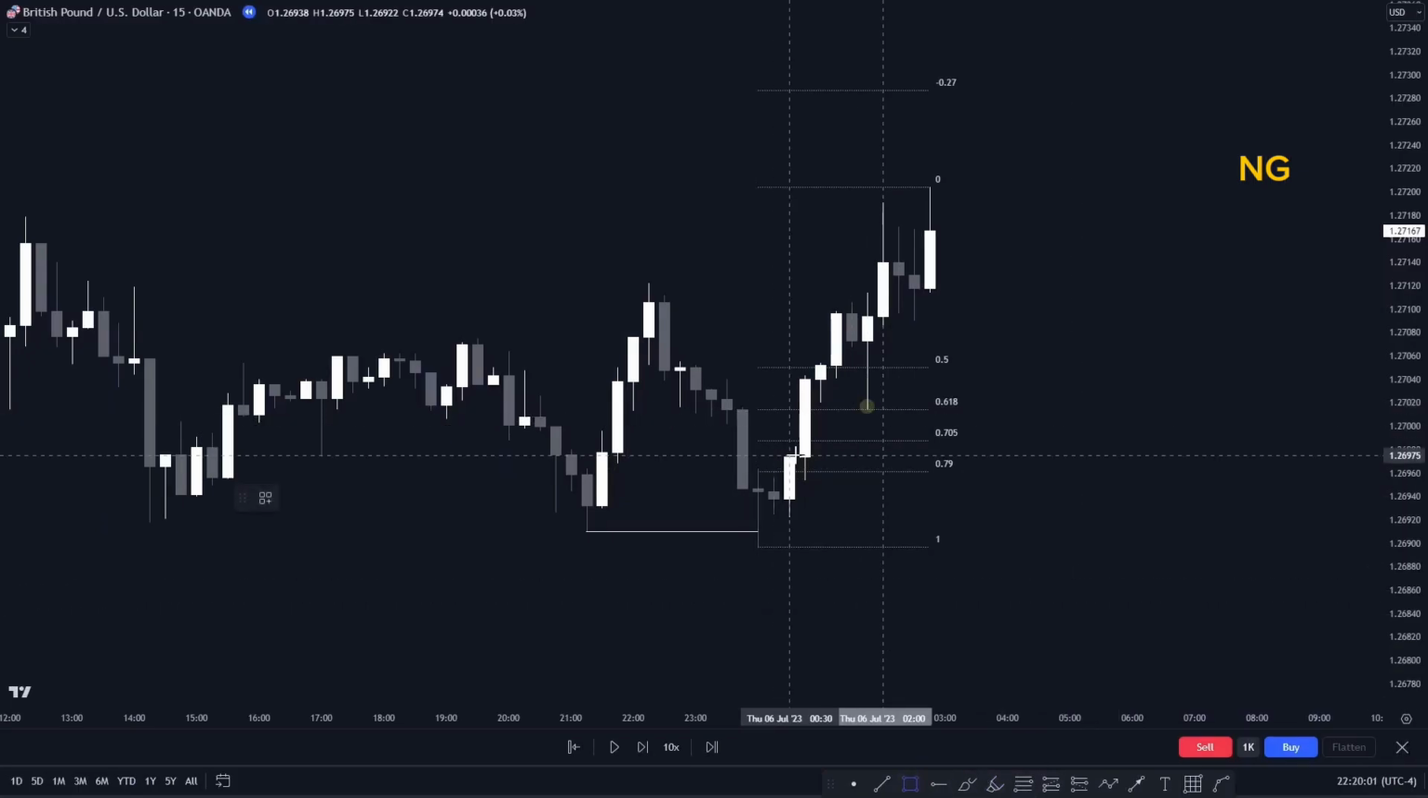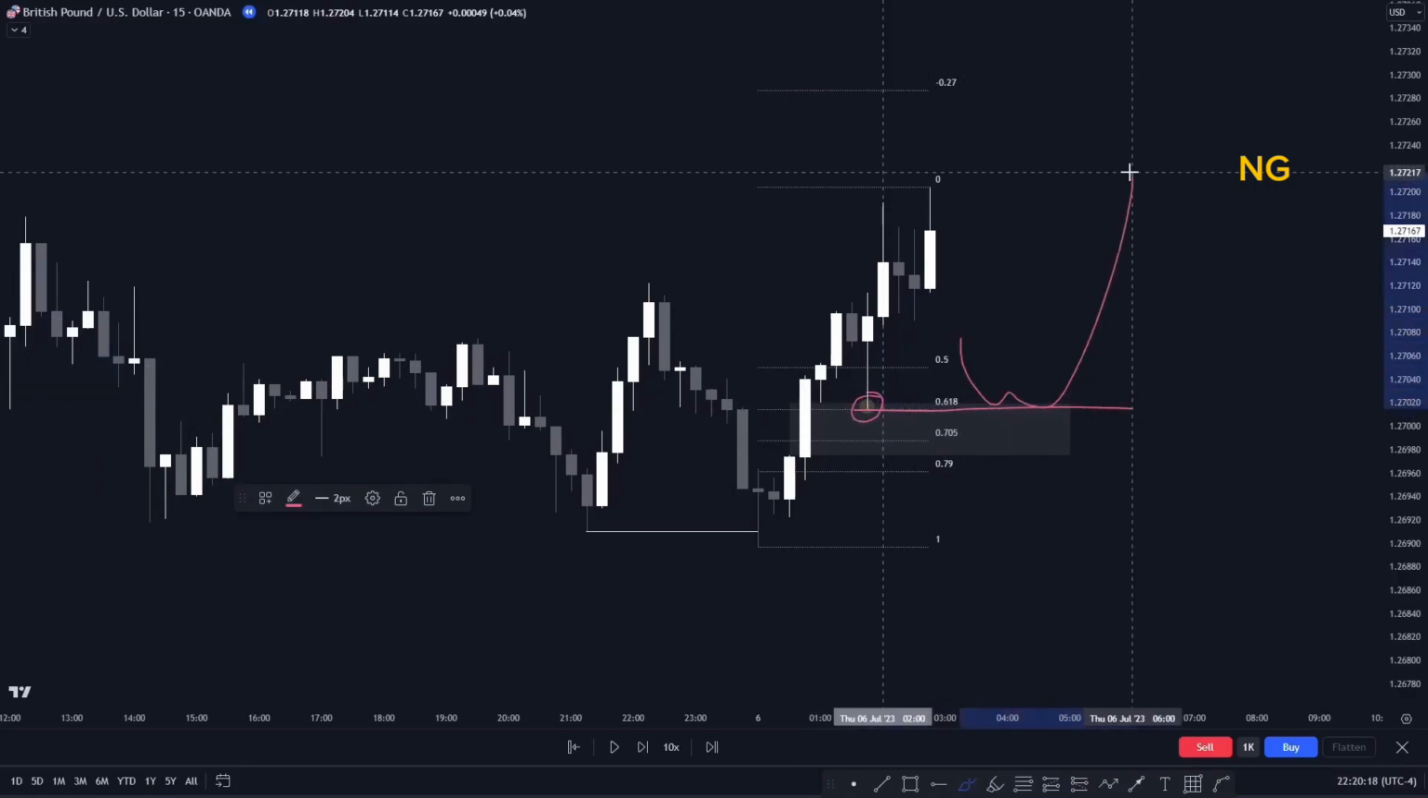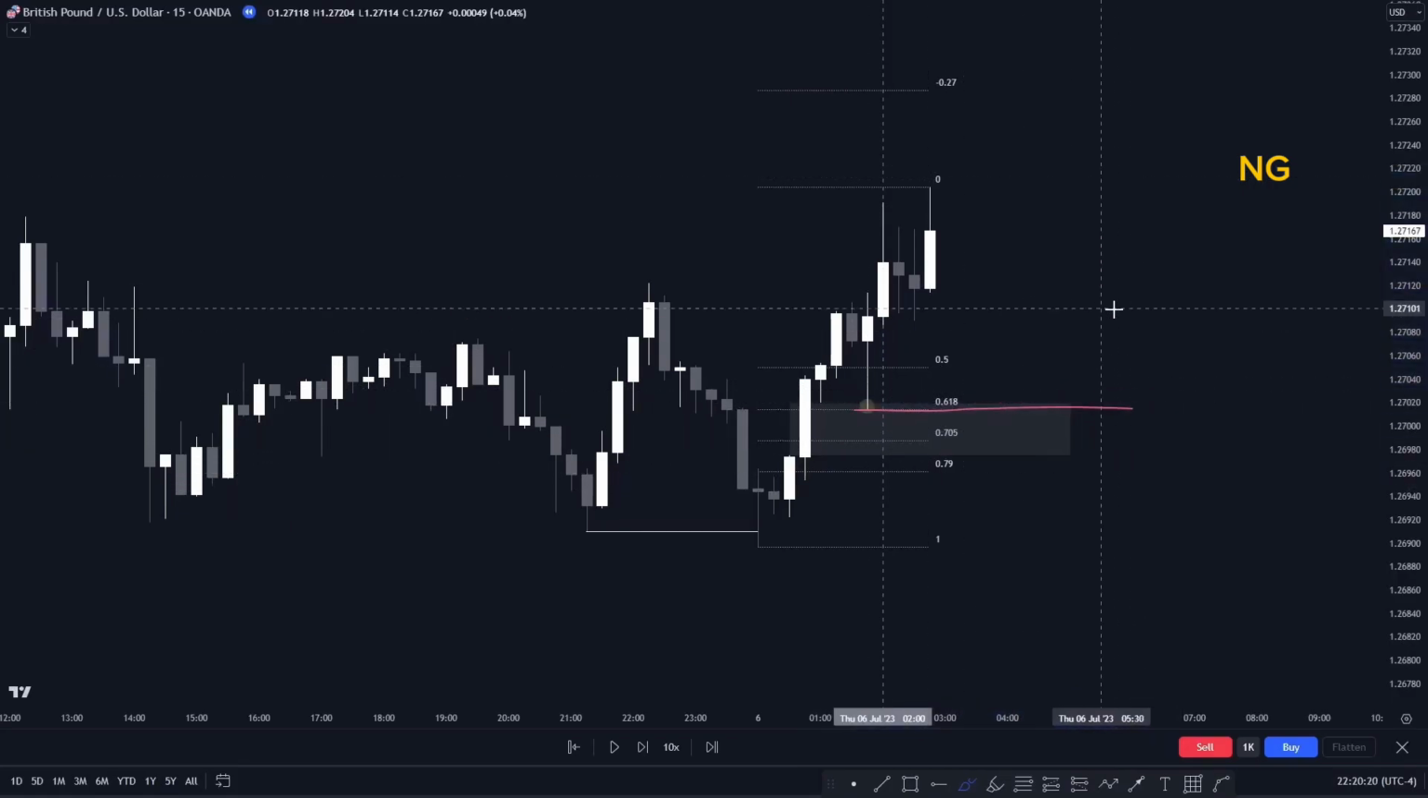What do we also have? We have this fair value gap, and we have this swing low or inducement barely touching the fair value gap and going up. What I expect now is price to take liquidity from this low and then start to go up. So you see how we can combine everything together.